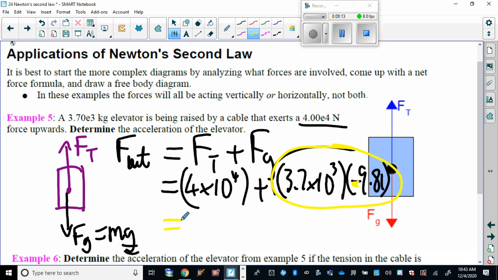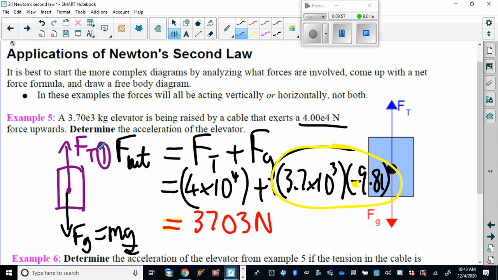And the answer turns out to be, for the net force, 4E4 plus bracket 3.7E3 times negative 9.81, and the brackets equals 3,703 newtons. Now the question is not asking for the net force, it's asking for the acceleration. So we'll call that step 1.